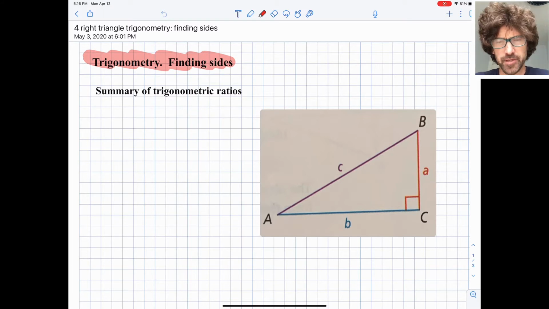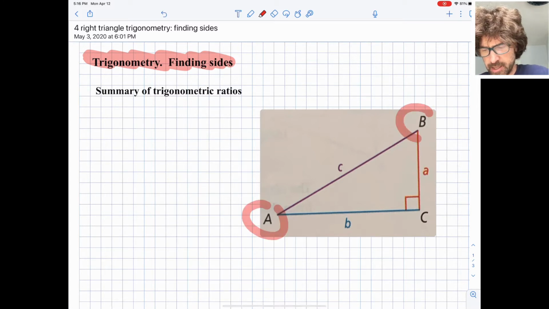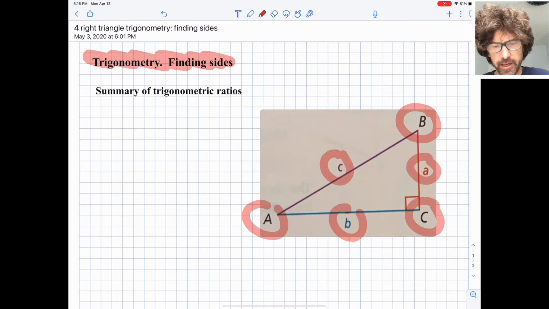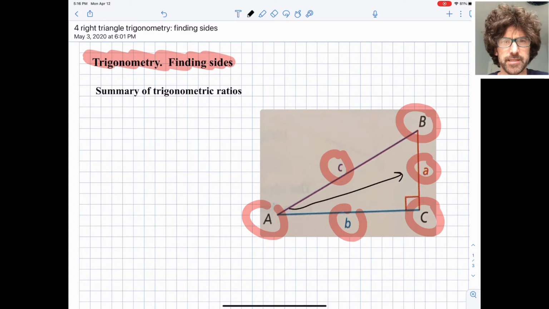So as a summary of trigonometric ratios, I have a right triangle here where the vertices are labeled A, B, and C, and typical convention has those vertices labeled in capital letters. And then the sides are labeled in lowercase letters a, b, and c. I hope you can see that, for example, side a is across from vertex A. That's just typical geometric notation for labeling sides and angles in triangles.